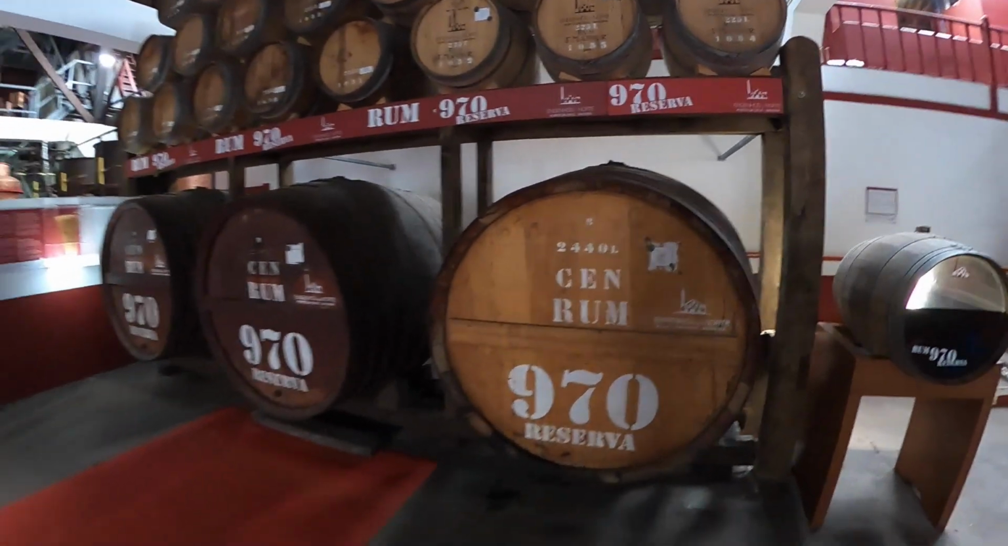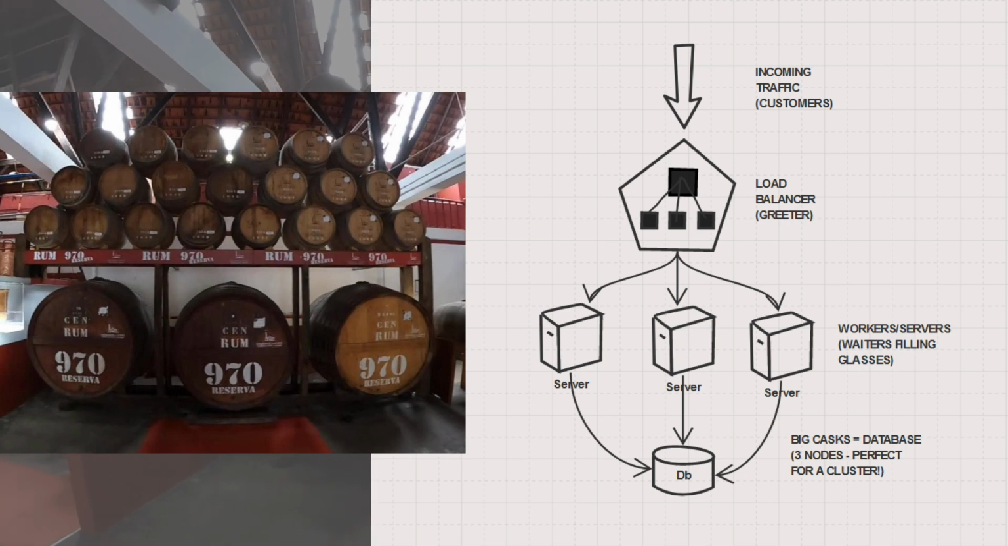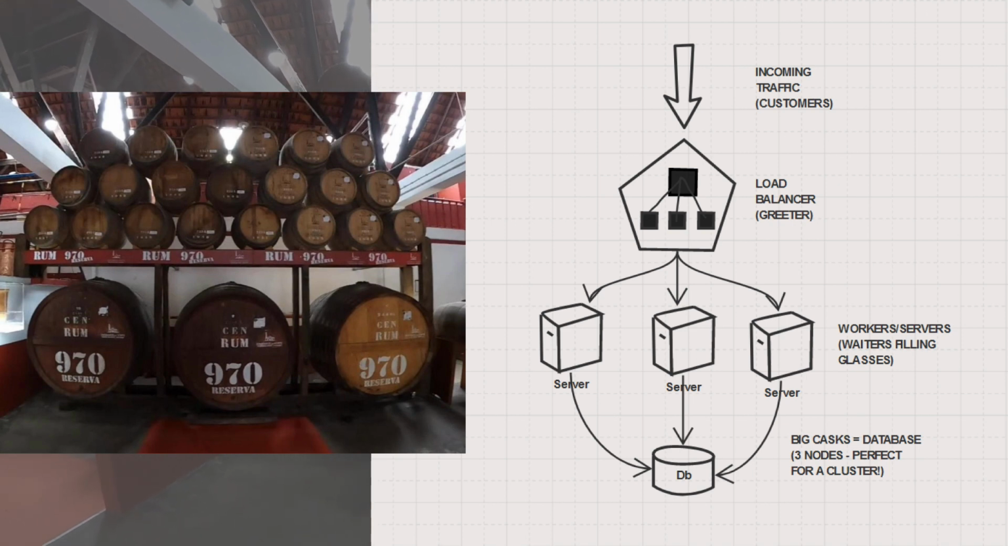There is one thing missing here though, namely a load balancer. It's a tool that is responsible for distributing incoming requests between servers in a way that prevents single machines from being overwhelmed. In our example, that would be a greeter at the door directing customers to waiters that have the capacity to fill new glasses.